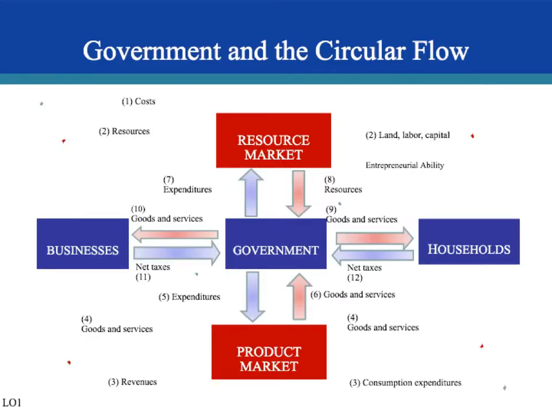All right, so looking back at our circular flow diagram, here we have households, businesses, and the resource and product markets like we did earlier, except now we have also added the government over here. The government provides goods and services to households, and households pay taxes to the government. The government also provides goods and services to businesses. Businesses pay net taxes to the government. The government spends that money in the product market to buy goods and services.